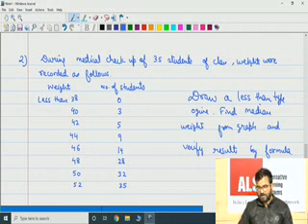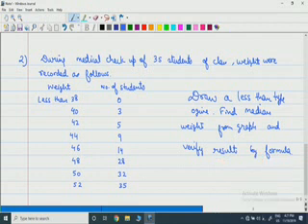If you don't have the graph sheets along, you can draw it in the paper, but make sure you are marking each and everything according to the scale. You have to draw neat and clean.